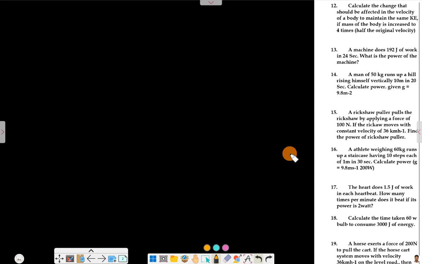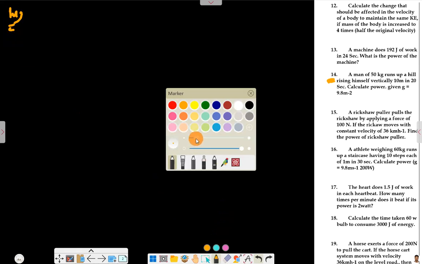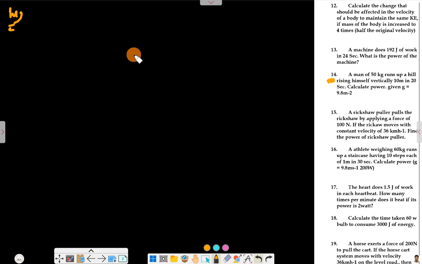Going forward, let us solve question number 14. So let me check the pen width. If I need to adjust it, yes, it needs to be adjusted slightly. Now it seems okay.